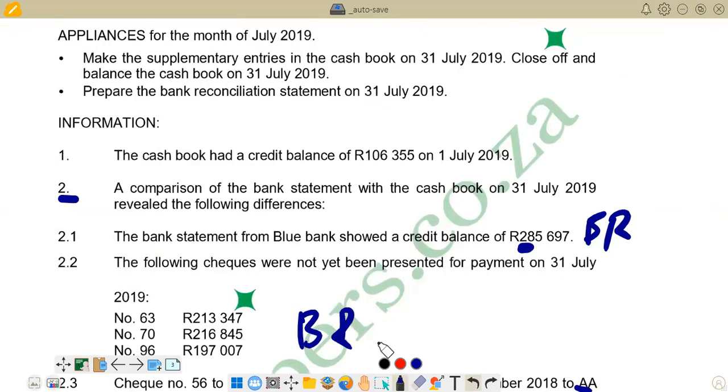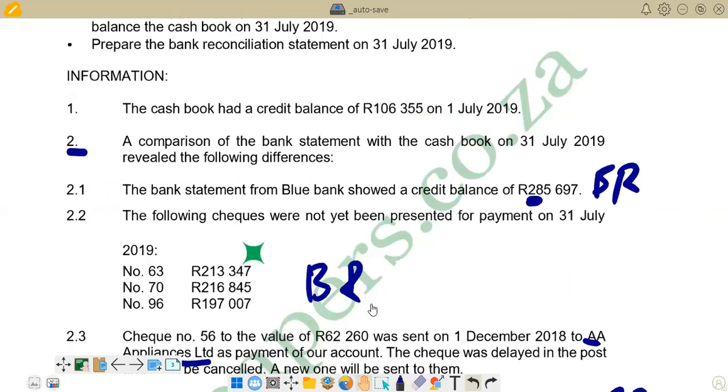Then the next item that is affecting the bank reconciliation is here. We've got these checks which were not yet presented for payment. It means it's a deduction that is supposed to be there on the bank statement, but they are not yet processed there. So what we need to do is put them on the debit side. Remember, when making payments on the bank statement, we go to the debit side. So we are going to put all of them: 213,347, then 260,845, then 197,007. We also have to take note of the check numbers: 63, 70, and 96, as we list them in the bank reconciliation statement.